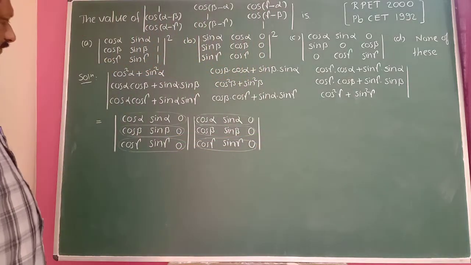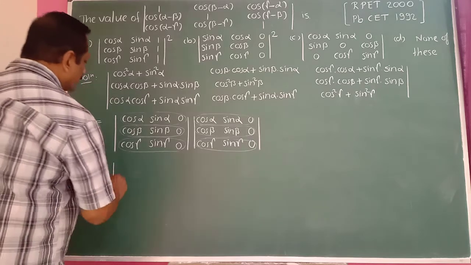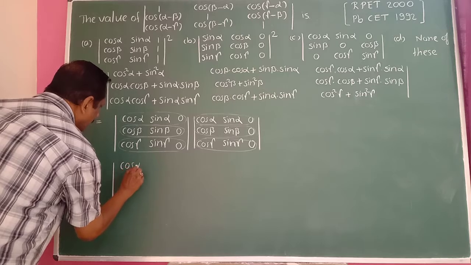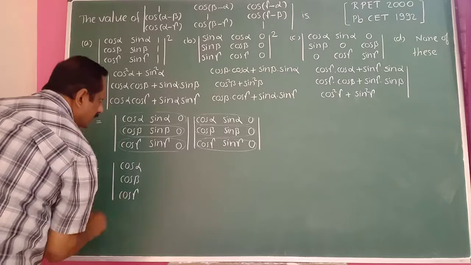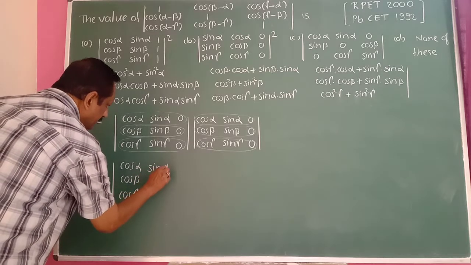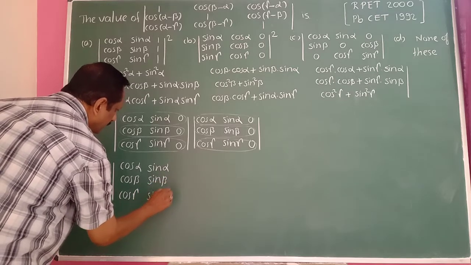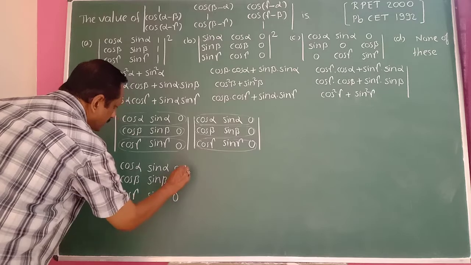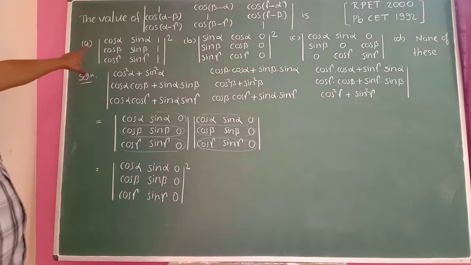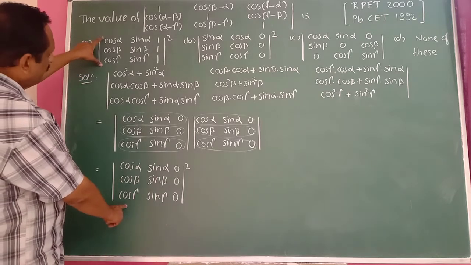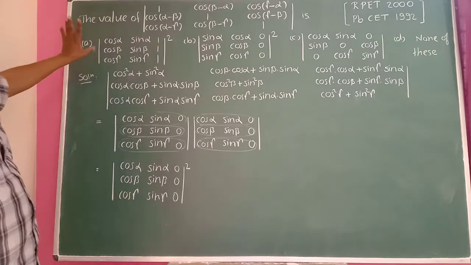Therefore, this can be written as a determinant of cos alpha, cos beta, cos gamma, then sin alpha, sin beta, and sin gamma, 0, 0, 0, it's a square. Here just observe cos alpha, cos beta, cos gamma, sin alpha, sin beta, sin gamma, but here 0, 0, 0, here is 1, 1, but the first option is wrong here.